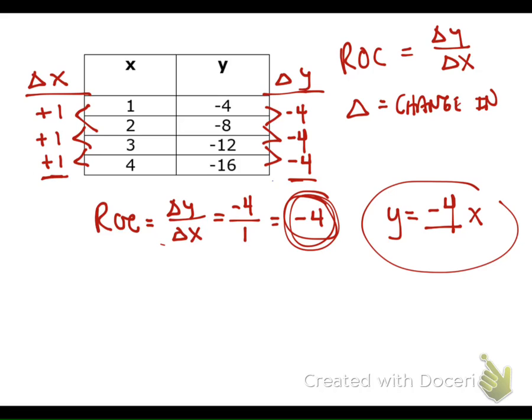So let's take it up to the table right over here and let's test it out. 1 times negative 4, well, that gives me negative 4. 2 times negative 4, that gives me negative 8. 3 times negative 4, that gives me negative 12. And 4 times negative 4 gives me negative 16. So you can see there that by finding the rate of change, you can find the coefficient, or the number that you multiply by, just from that table. And it all comes down to the delta y over delta x.